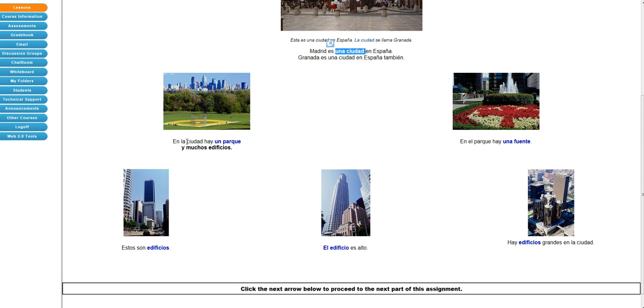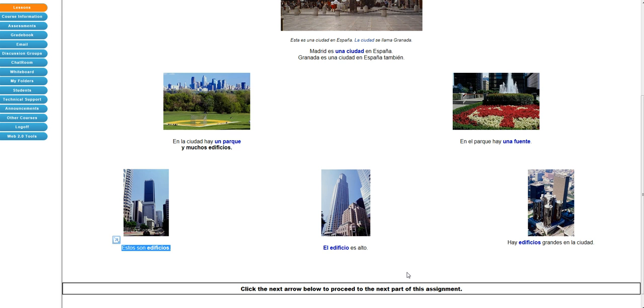Now we're talking about in la ciudad, there is, you should remember that word, very important. Hay un parque. So what do you think a parque might be? It sounds similar. It's kind of a cognate. So parque would be a park. Y muchos edificios. So besides showing a park here, they show edificios. So what else would that be? Buildings, of course. So estos son edificios.